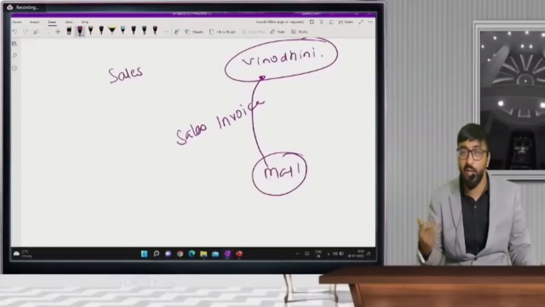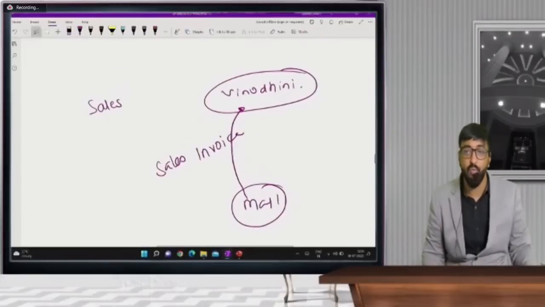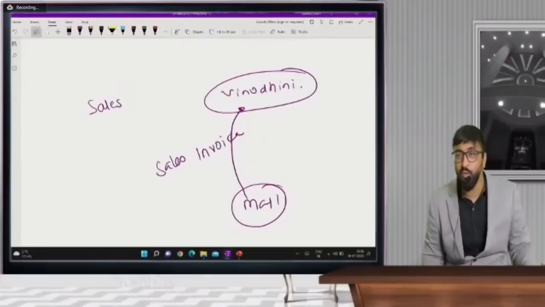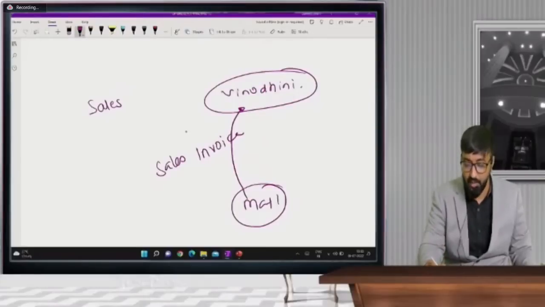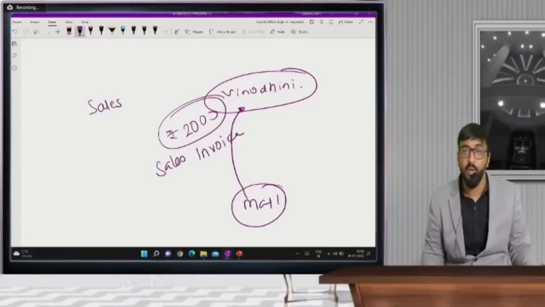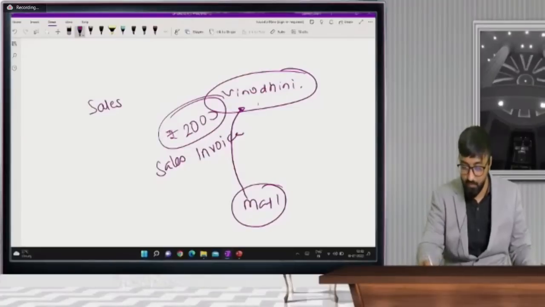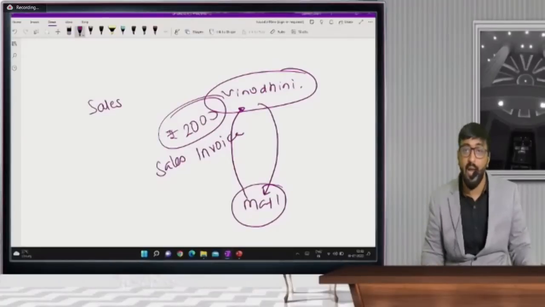Vinodhini will not give any purchase invoice. Who will give sales invoice? Mall person. Okay. After coming home beta, Vinodhini's mom and dad told Vinodhini, beta, these shoes are not looking good on you. So beta, please return it. Shoes of rupees, assume 2000. Vinodini visited mall once again on the very next day, and now she returned them.